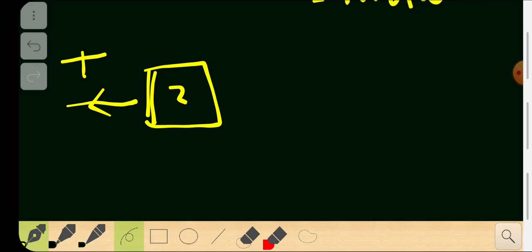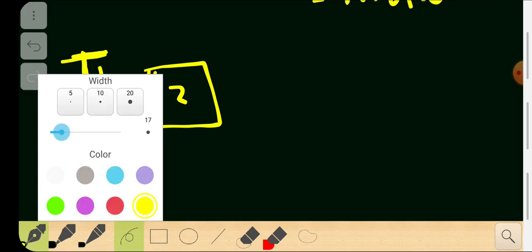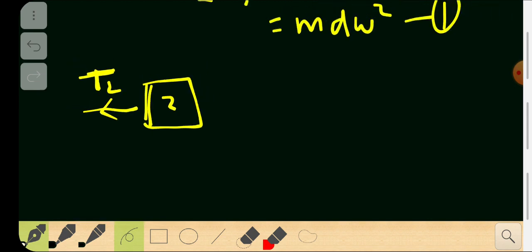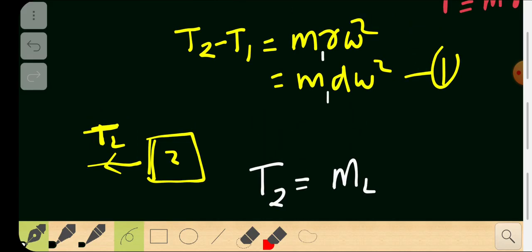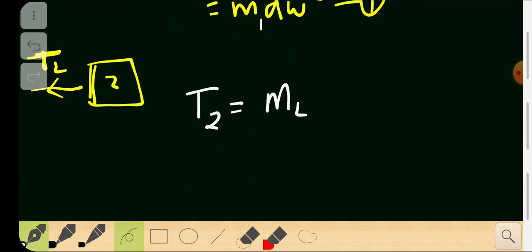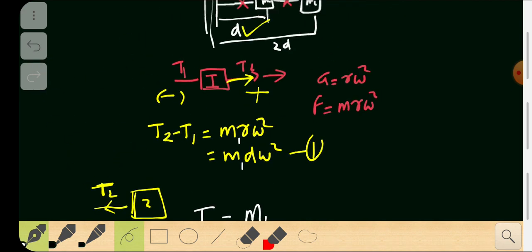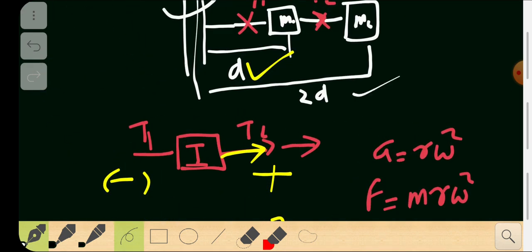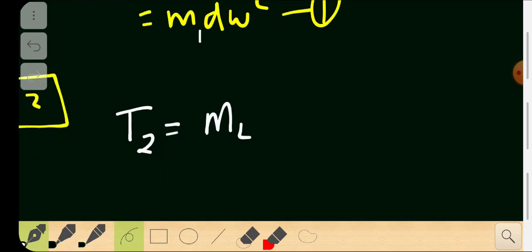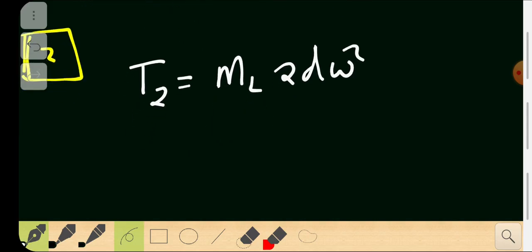So the tension here only is t2, only the t2 tension is existing here. So for that case you can say t2 must be equal to m2, which is the second mass. Here it was m1, the first mass. So m2 times what distance? 2d. It is 2d distance from the center, so t2 equals m2 times 2d times omega square, the same angular velocity. Let's call this equation 2.